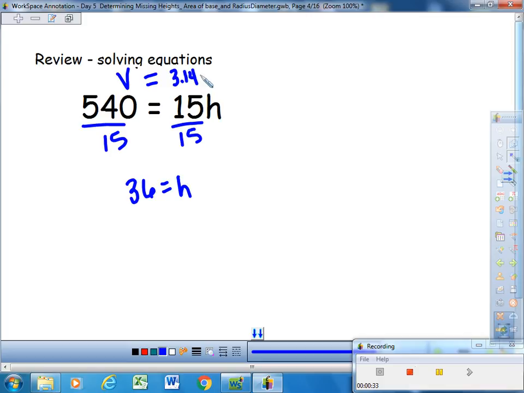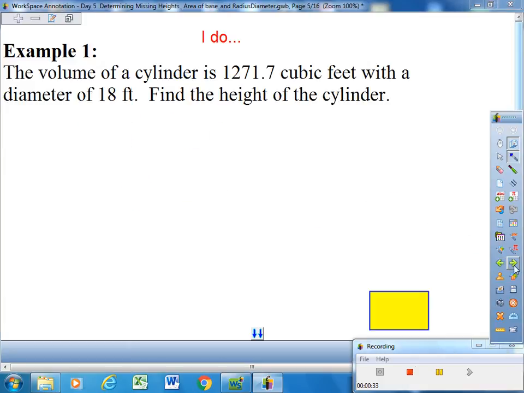So you can pretend that this is the volume, 3.14 times r squared h. So pi r squared h. So if this was a cylinder, you would multiply 3.14 times r squared. That will give you one number, and then you divide. So that's kind of what we're doing today.